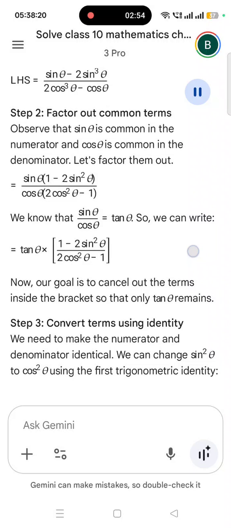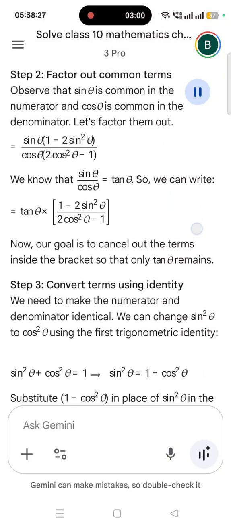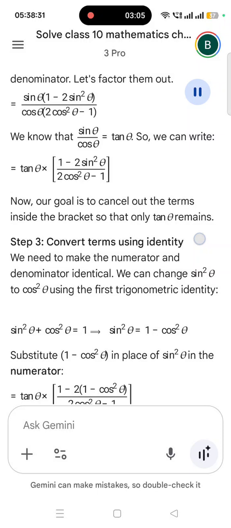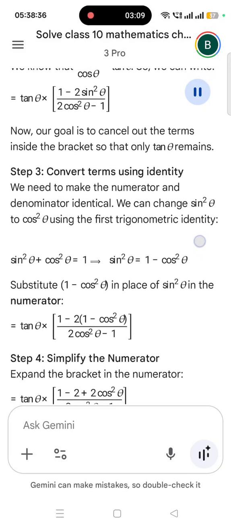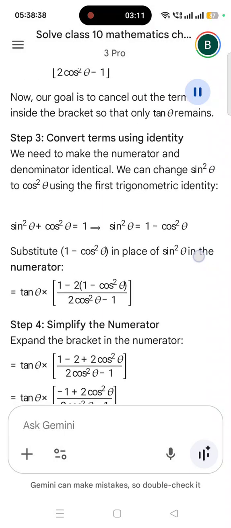Observe that sin theta is common in the numerator and cos theta is common in the denominator. Let's factor them out. We know that sin theta over cos theta equals tan theta. So we can write. Now, our goal is to cancel out the terms inside the bracket so that only tan theta remains. Step 3. Convert terms using identity.